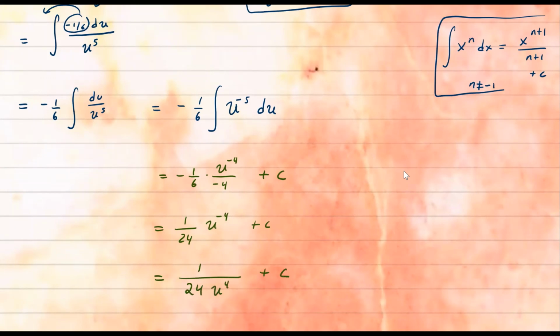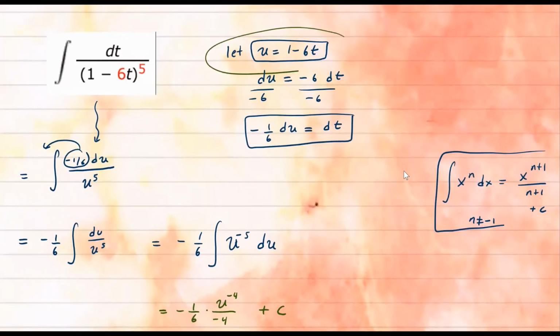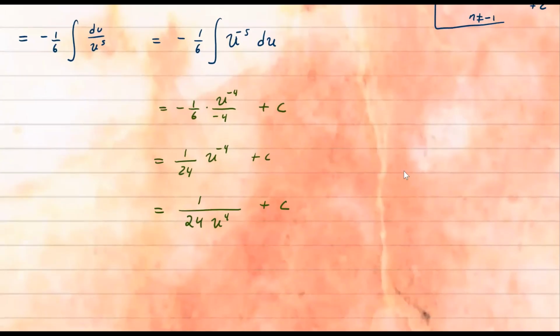And now let's substitute what u is. So if you go back, u is right here, 1 minus 6t. That's where I'm going to replace on the bottom. This is equal to 1 over 24 times 1 minus 6t to the power 4 plus the constant c.